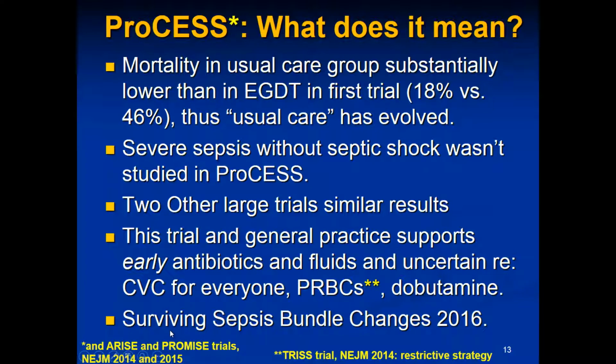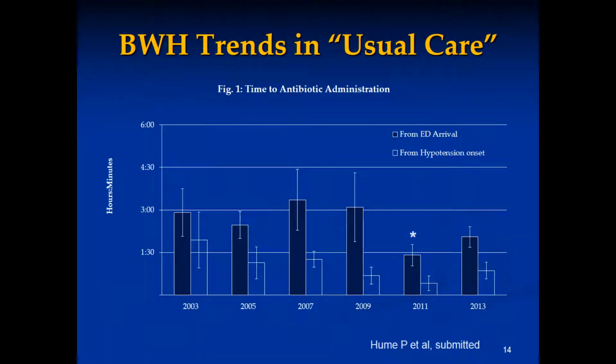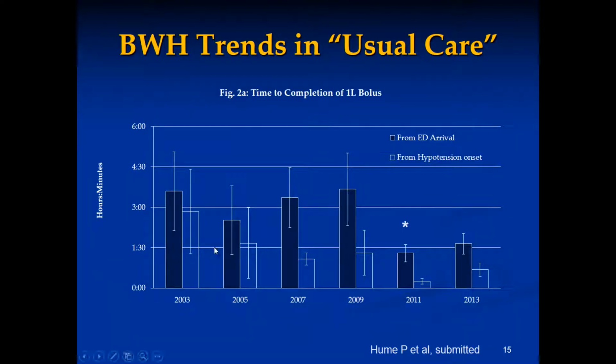And I'm going to show you the changes to the Surviving Sepsis bundle as a result of these trials that were just recently published. So I just want to show you a little bit of data from our ICU collected by some of my colleagues. What this shows in our review of time to antibiotic administration, either from ED arrival or from hypotension onset, has really decreased over time. We reviewed a large database from our hospital, and you can see that over time the time to antibiotics has really improved. So our management strategies have evolved and improved over time. And similarly, we're quicker at getting fluids into people, which I think we're happy to see as a positive result of the data that's been produced thus far.